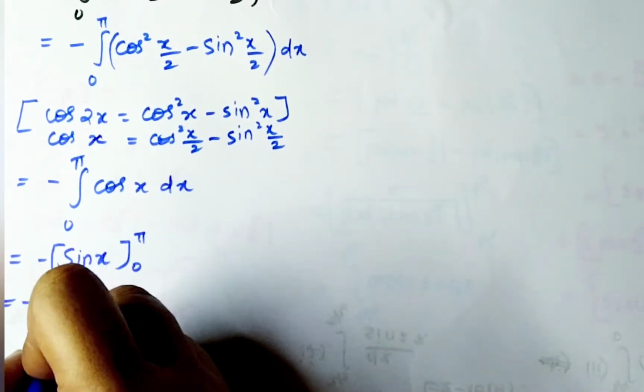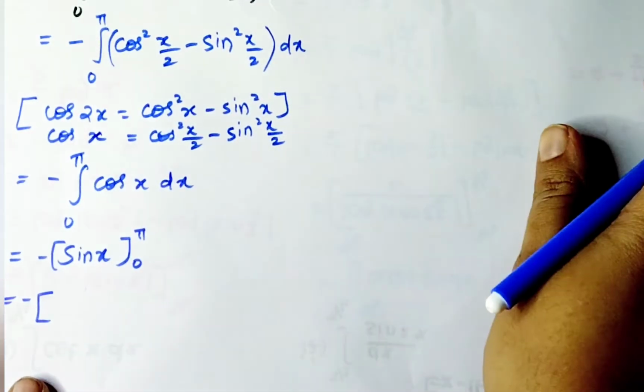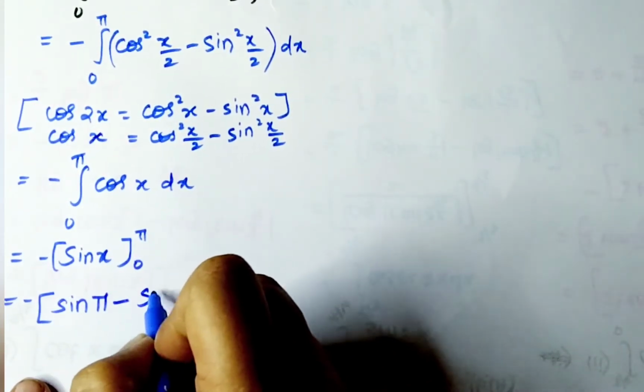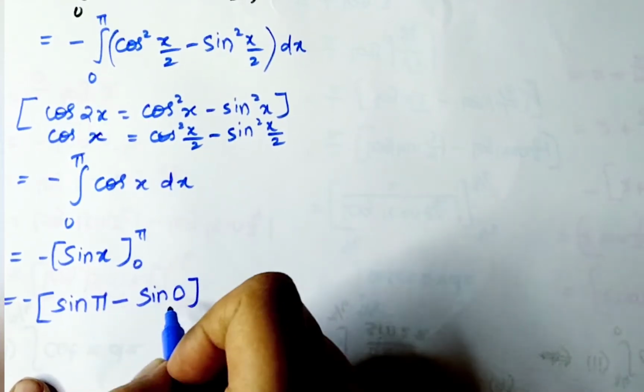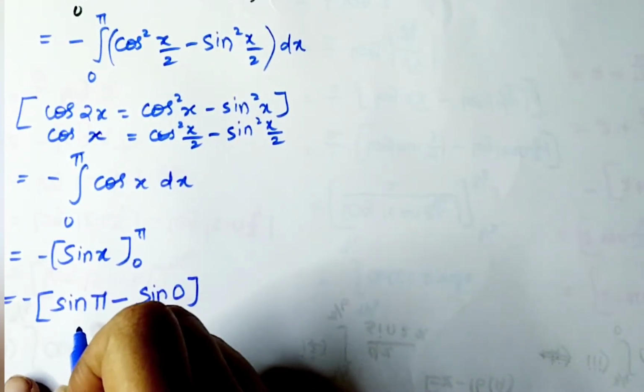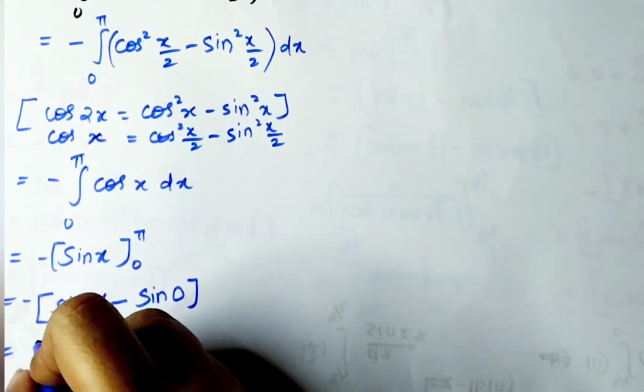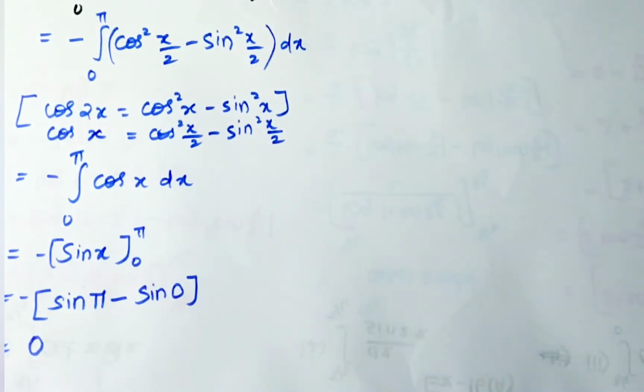Now this minus, let it be common out. Now it is sin pi minus sin 0. Sin 0 is 0, sin pi is also 0. 0 minus 0 is 0. Whatever the plus or minus, 0 is the final answer.